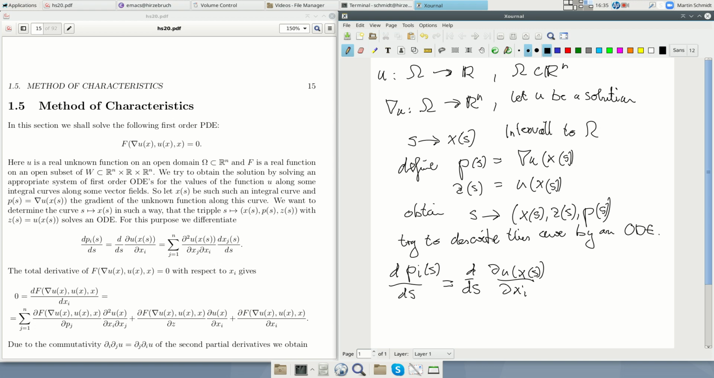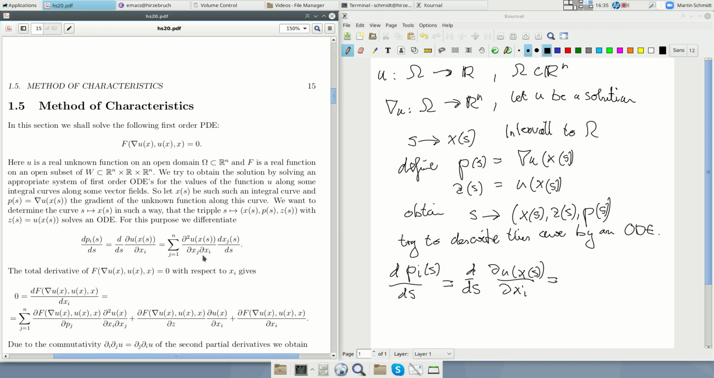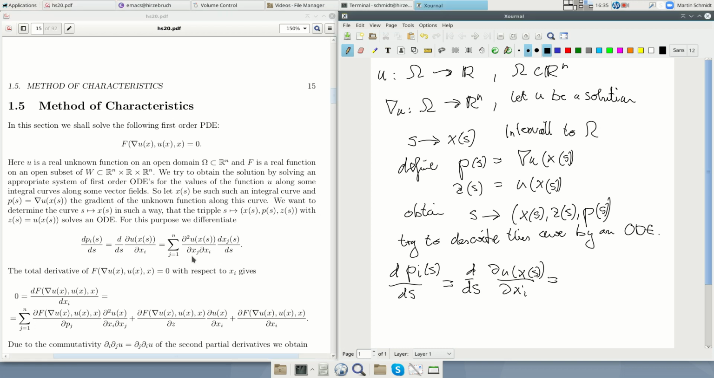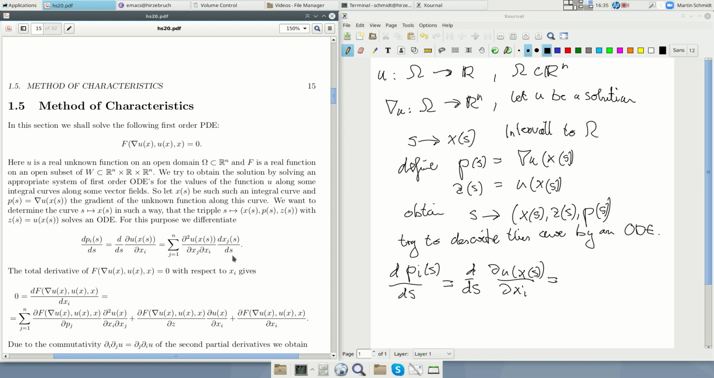So we get a second derivative. Now for this we have to apply the chain rule. Yeah, the inner function is x and the outer function is u. So what we get by the chain rule is of course exactly this sum here. We have to take here the derivative with respect to some xj and then dxj by ds. Yeah, so the second derivative gives this expression.